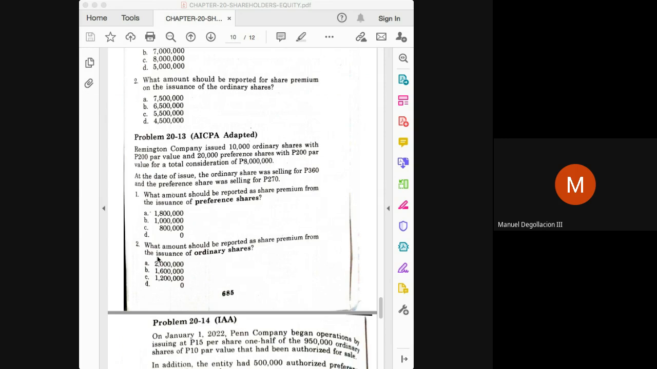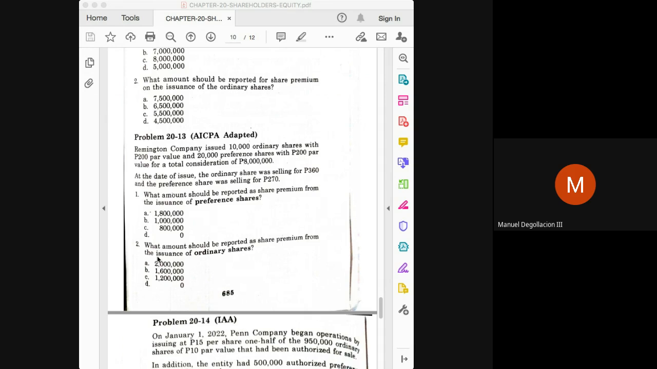Okay, you assign 270 to the preference shares, you assign 360 to the ordinary shares, you add the two, you would get 630, and 630 would be the denominator to proportionately distribute the 8 million. So your fractions here would be 270 over 630 for the preference shares and 360 over 630 for your ordinary shares. But that is not correct.